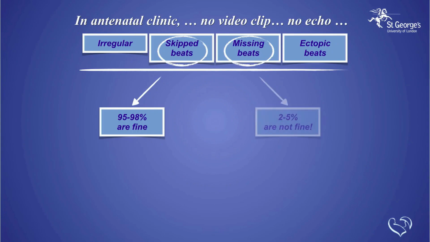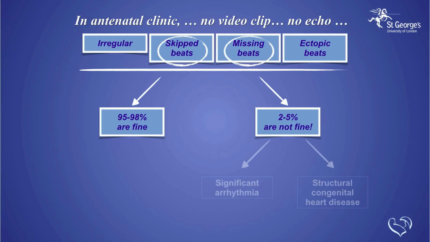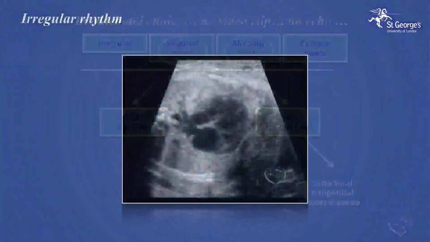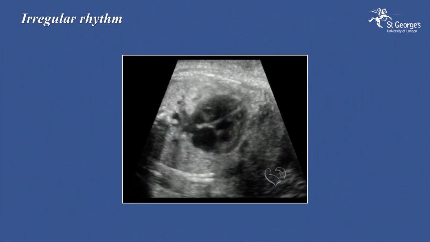The problem is, sometimes it isn't. In 2 to 5%, there is an important reason behind that, and it's how to stratify and how to get those cases that need to be referred. So it could be that underlying that irregular rhythm, we have a significant arrhythmia, or a congenital heart disease. We can have a rhabdomyoma, we can have pulmonary atresia with intact septum and a tense atrium, creating an Ebstein malformation. So you need to stratify which babies are going to be seen.